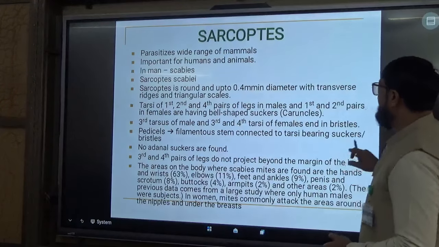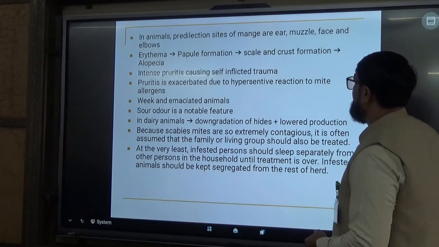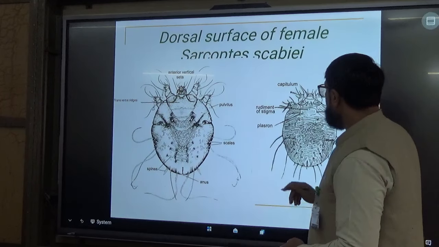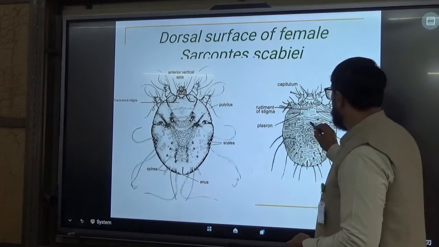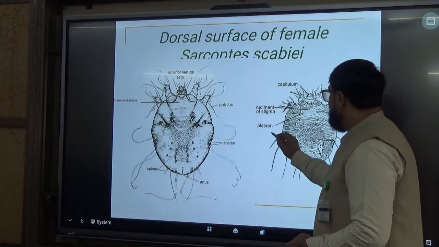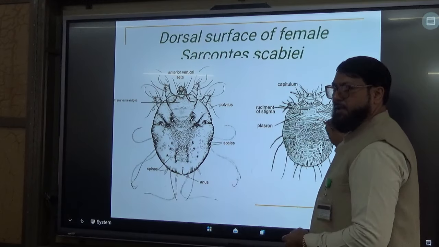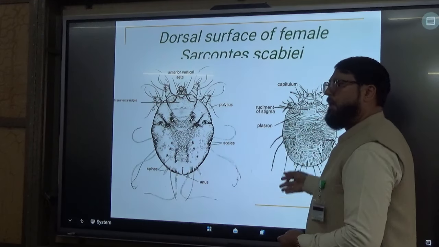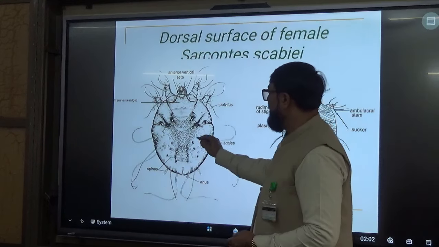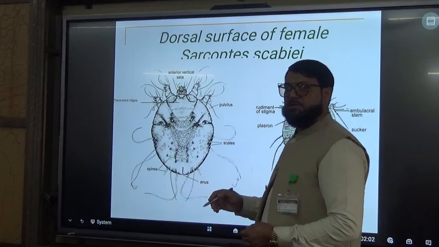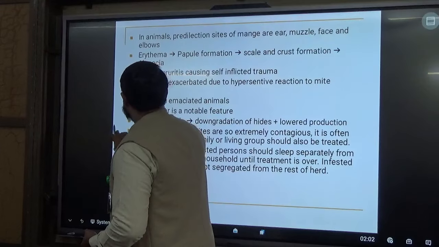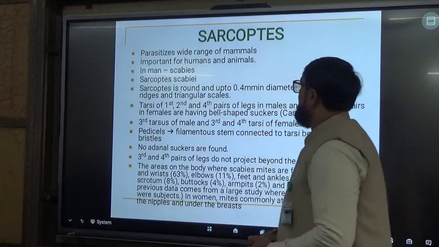These things will be visible when you see the picture, what kind of ridges and scales are there. Look at that. These are the ridges which we mentioned. These lines are representative of the ridges, and transverse means across the length, and if we say longitudinal, they are along the length. So transverse ridges and some scales. These triangular things are indicating some scales. So these are the terms used to explain their morphological features.